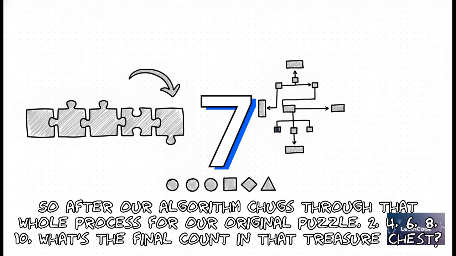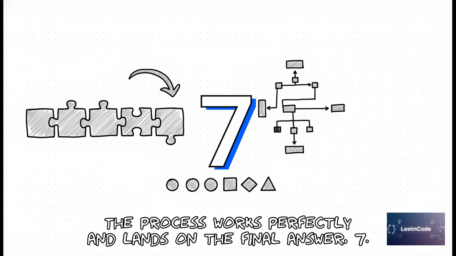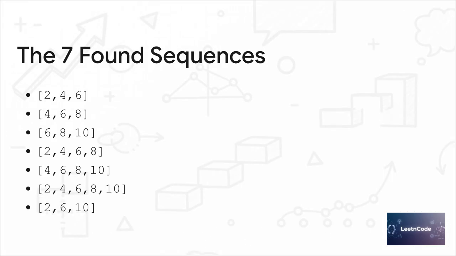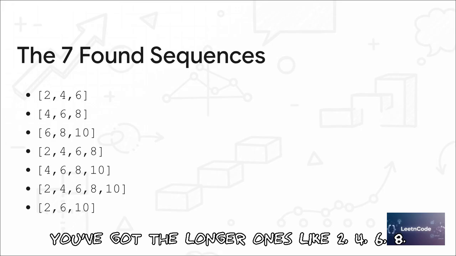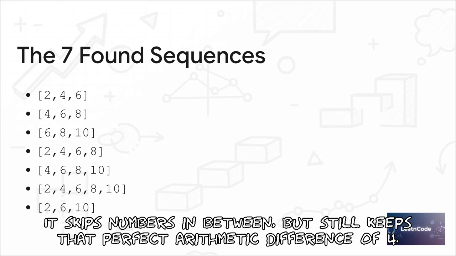So, after our algorithm chugs through that whole process for our original puzzle, 2, 4, 6, 8, 10, what's the final count in that treasure chest? The process works perfectly and lands on the final answer, 7. And here they are, all 7 of them. You've got the simple ones like 2, 4, 6. You've got the longer ones like 2, 4, 6, 8. And then you have this beautiful one, 2, 6, 10, which perfectly shows off the power of a subsequence. It skips numbers in between, but still keeps that perfect arithmetic difference of 4.